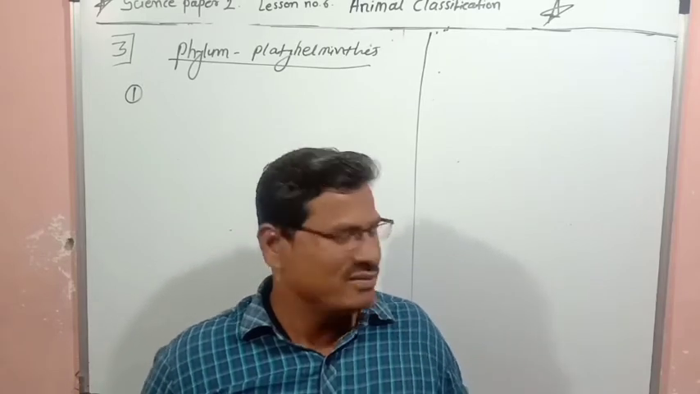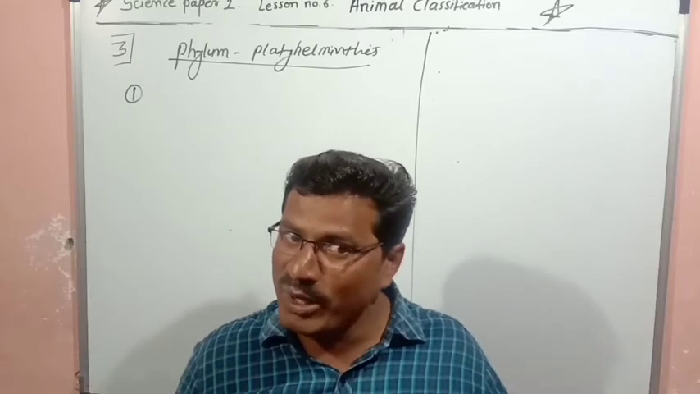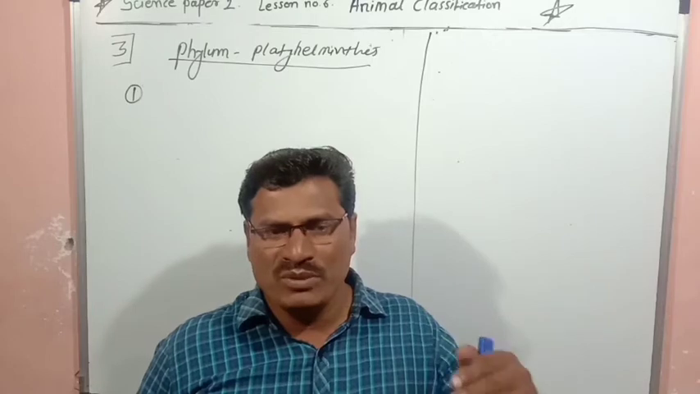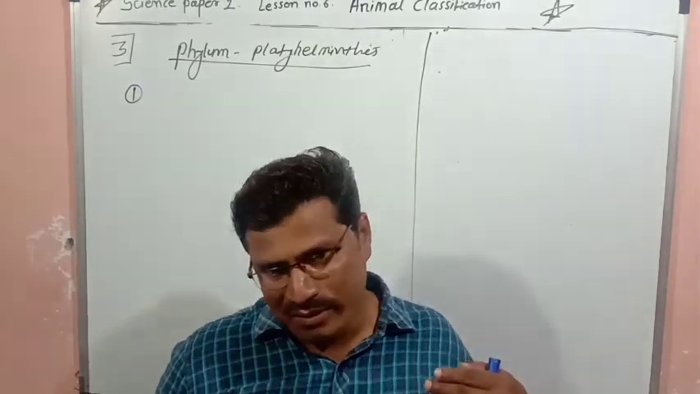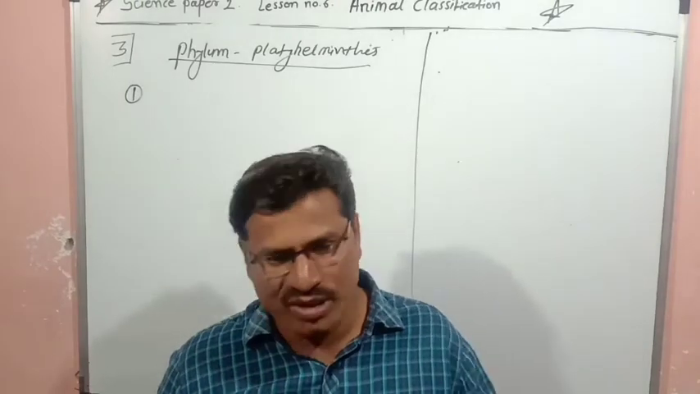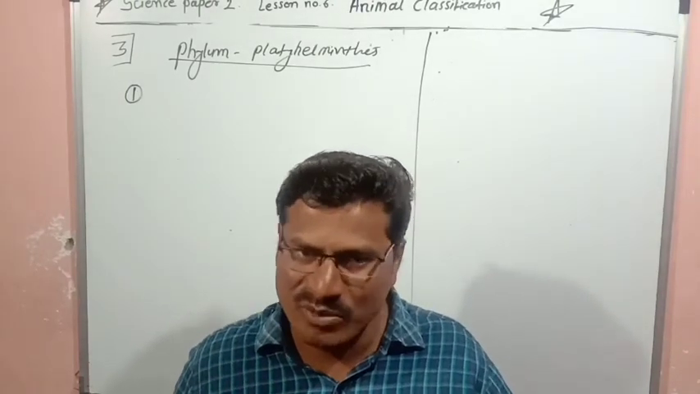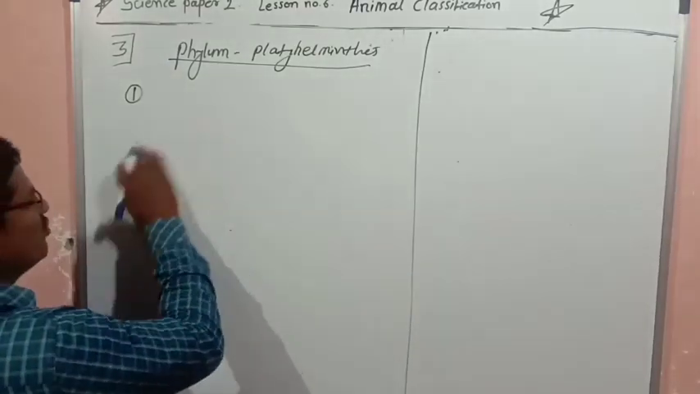And another point is that these animals are hermaphrodite. Hermaphrodite means male and female systems are present in the same animal. Both male as well as female reproductive systems are present in the same animal. So these are called hermaphrodite. So one by one we'll write the points.